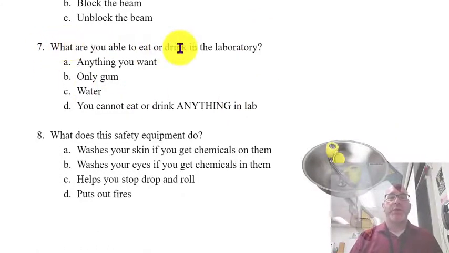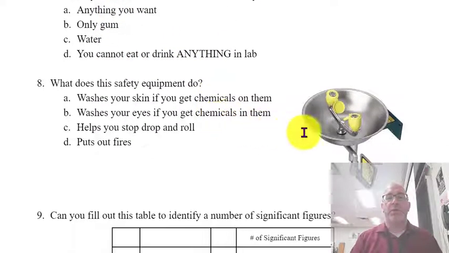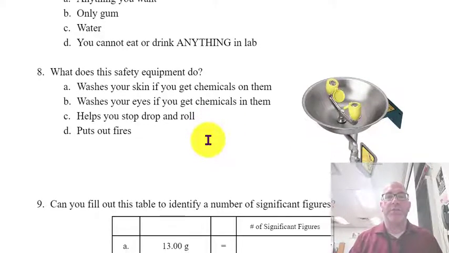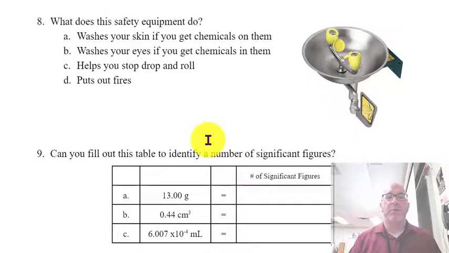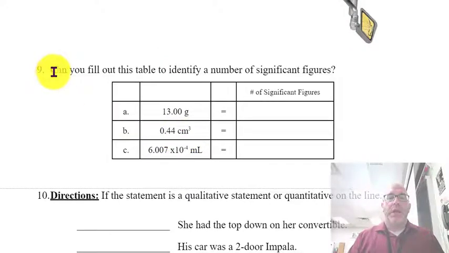Question 7, what are you able to drink or eat in the laboratory? Pick your best selection. And then question 8, what does this picture of safety equipment do? Does it wash your skin if you get chemicals on them? Does it wash your eyes if you get chemicals in them? Does it help you stop, drop, and roll? Or does it put out fires?